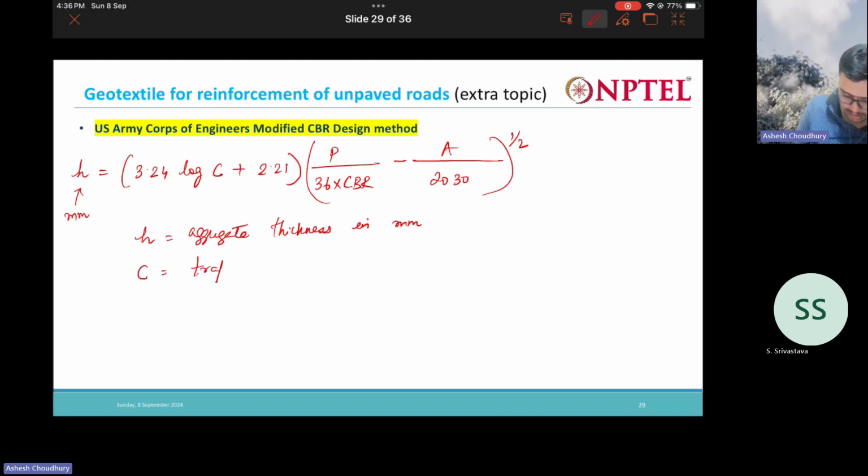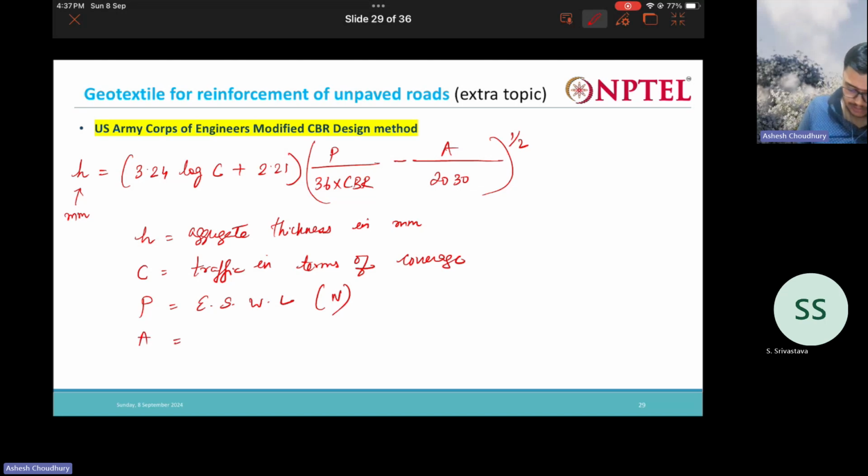C is traffic in terms of coverage. P is equivalent single wheel load. Okay, equivalent single wheel load in Newton. Equivalent single wheel load, that is P.